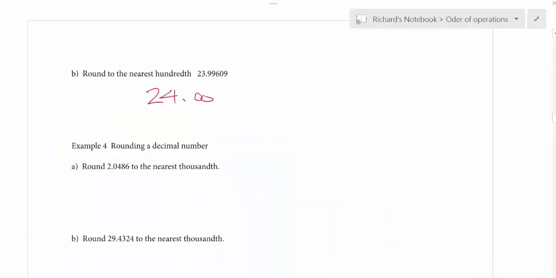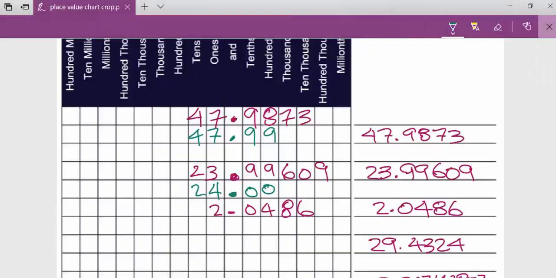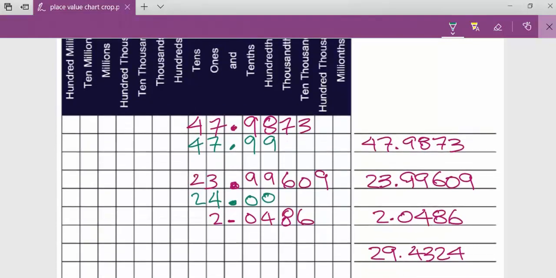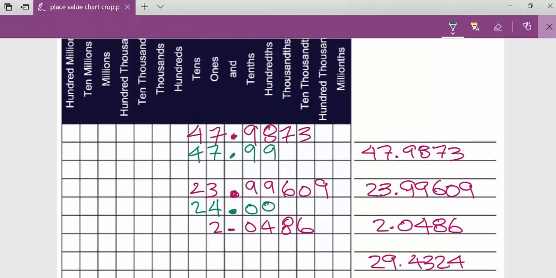Now we're asked to round 2.0486 to the nearest thousandths. So here's the number 2.0486, and I'm asked to round it to the nearest thousandths. Well, the thousandths place value is 3 boxes to the right of the decimal point. So I have to actually look at the digit in the 10,000ths place value in order to round this number to the nearest thousandth. There's a 6 in the 10,000ths place value.